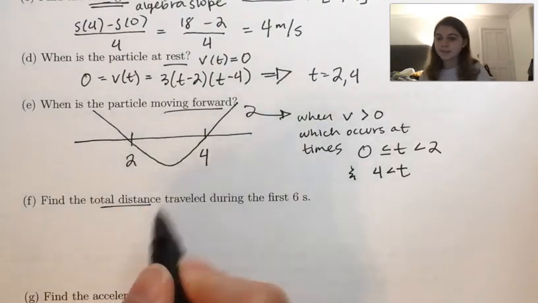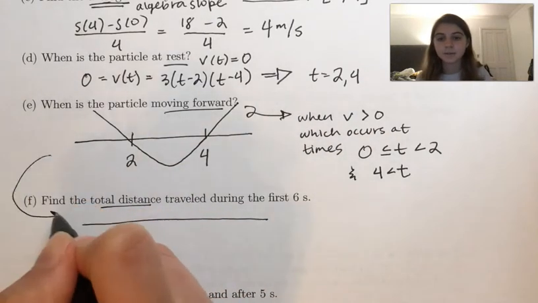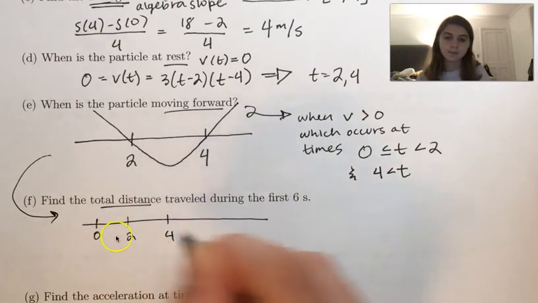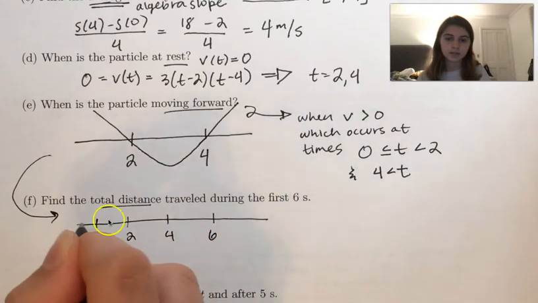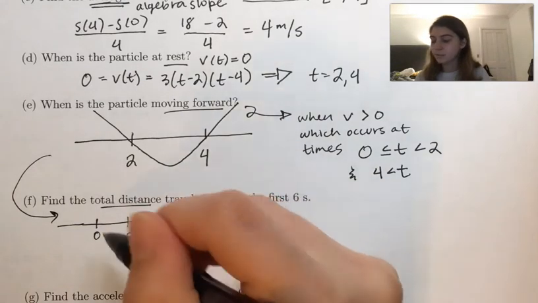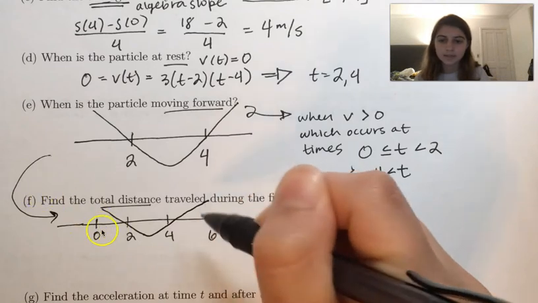So total distance is kind of a tricky one. We're going to draw that sign chart again, except we're going to add 0 and 6 because those are our intervals here. So we're keeping the 2 zeros, and then we're just adding our endpoints, critical points, endpoints. And basically what we're going to do is break up this sign chart into each of these 3 sections, and we're going to find the distance traveled in each section, and then we'll add them up.